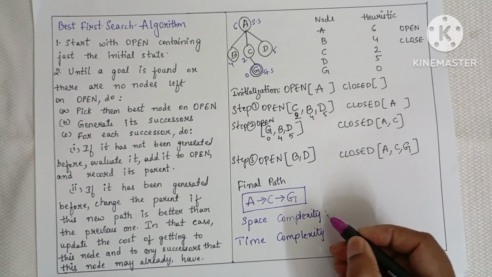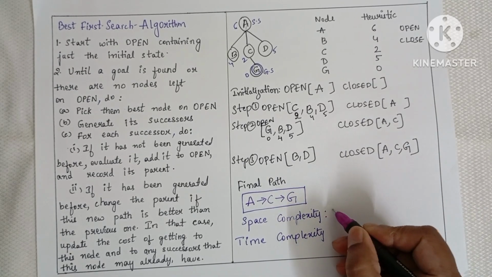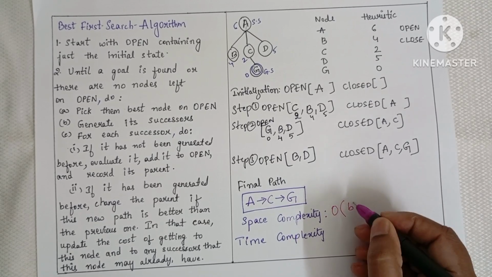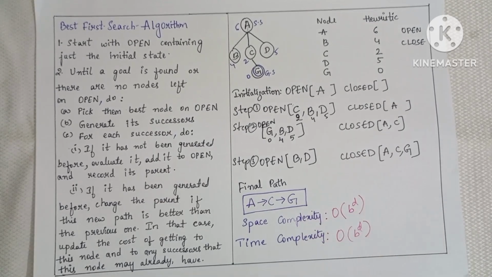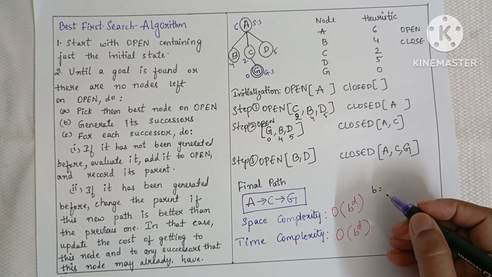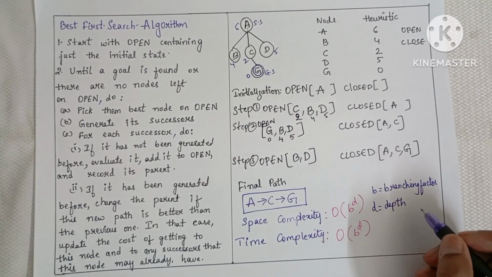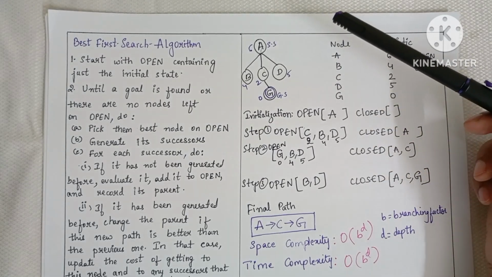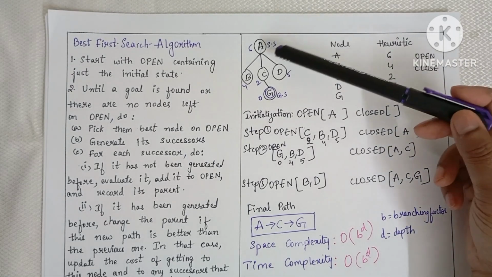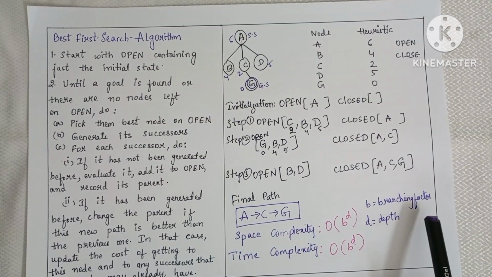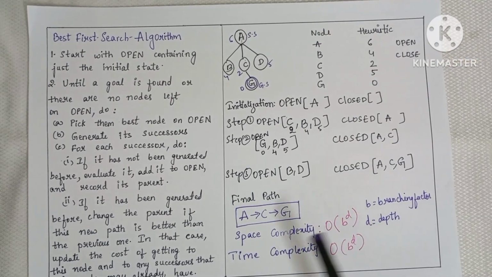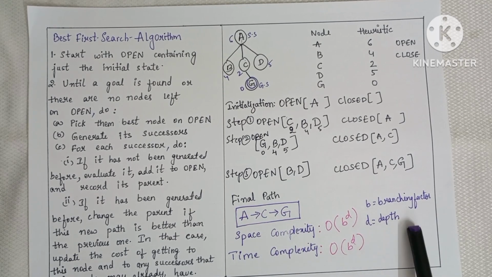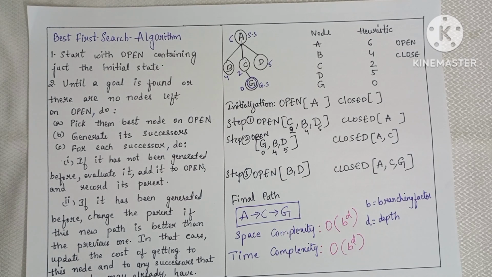Let us know what is the space complexity of best first search. In the worst case, it is big O of b to the power of d, and time complexity is also the same, big O of b to the power of d. Here b is the branching factor, and d is the depth. The branching factor is the average number of children or direct connections from a node in a particular graph. So in this graph, the branching factor can be 3, and the depth from the start node to the goal node has 2 edges, so d is equal to 2 for this graph. Best first search does not give an optimal path.